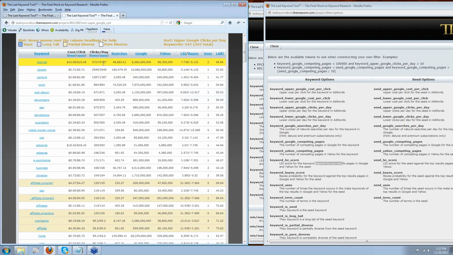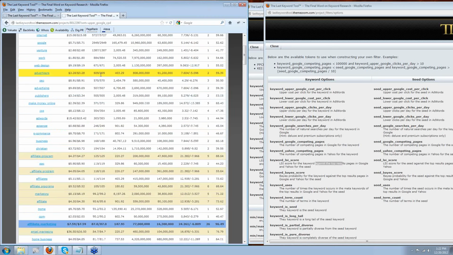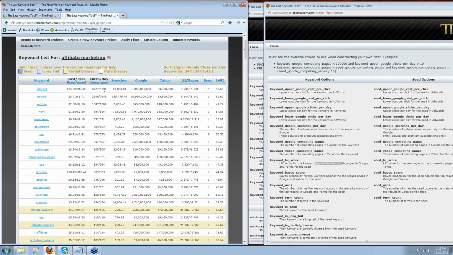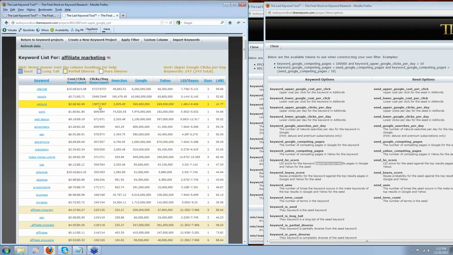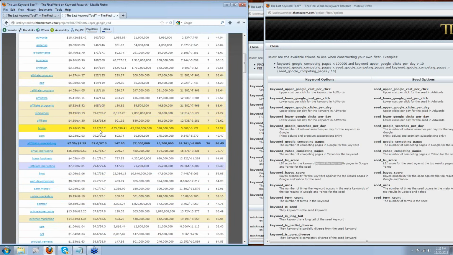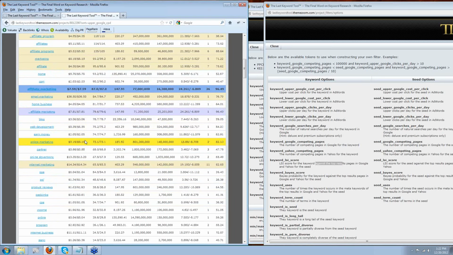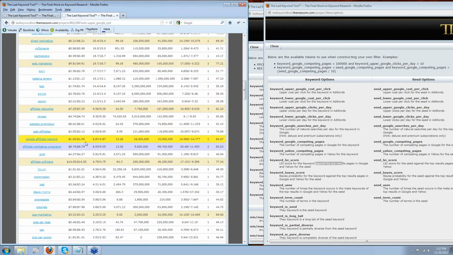So by the time, if we sort this by clicks per day, we were trying to find something that's got fewer competing pages than 77 million, which seems like you should be able to. But by the time we've got clicks per day, if you take that down to 100, everything below 100, you've still got some things that have got some reasonable cost per click. All right, so let's try this again.